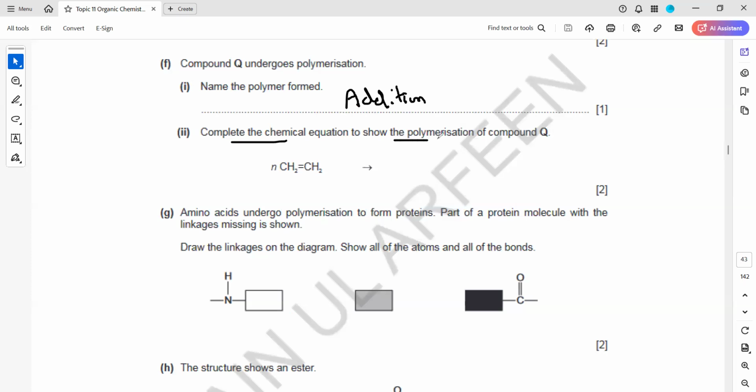Complete the chemical equation to show the polymerization of Q. So whenever we want to draw a polymer, what we simply do, we make the structure look like the letter H for the monomer. We rearrange the structure. Like this has 2 hydrogens, so 1 hydrogen up, 1 hydrogen down. We just break the double bond, and put a bracket and write n. So this will be the polymer. Is it clear? The addition polymer formed from Q.